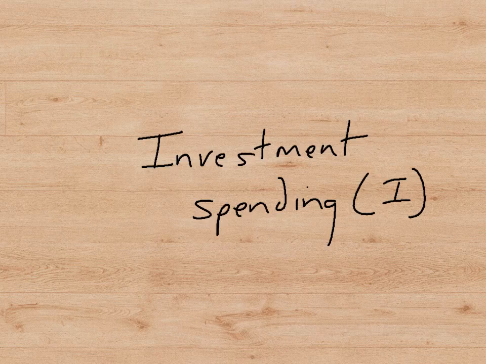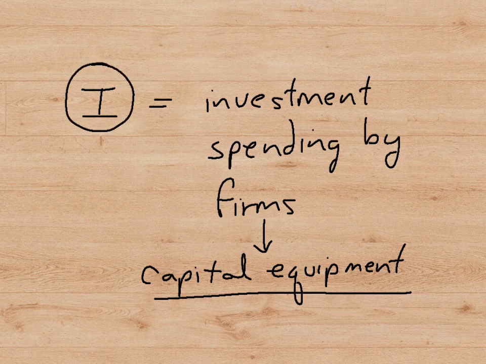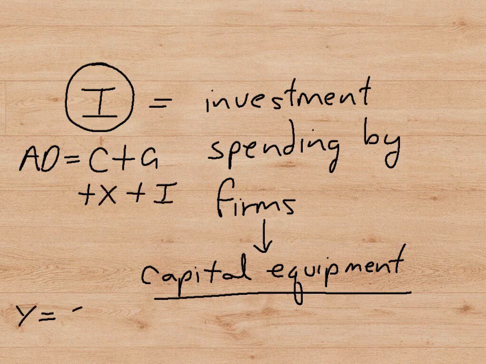This presentation is on investment spending, which represents spending by firms on capital equipment, such as factories and machines. Investment spending is denoted by the letter I. It forms part of aggregate demand in the economy, and it also forms part of the spending which constitutes the national income. So it appears in both the national income equation and is part of aggregate demand.